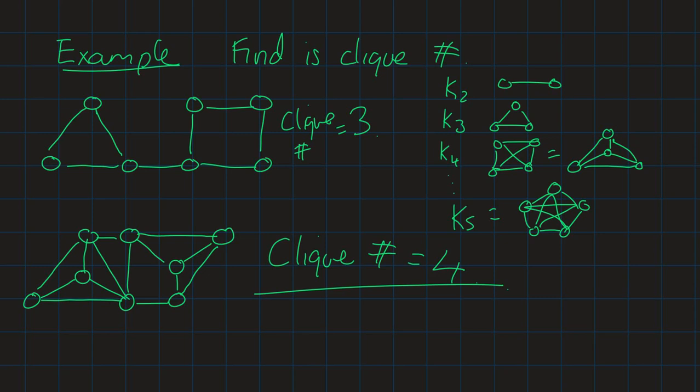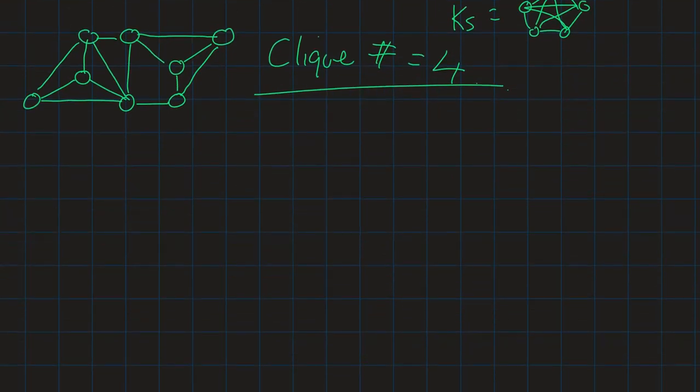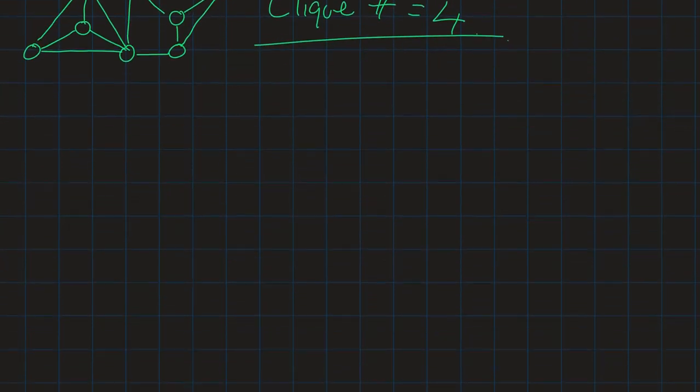So now let's talk about why you care about clique numbers and how these relate to colouring. Because I want to get back to talking about colouring graphs. Okay? So to do that, I will use a theorem.